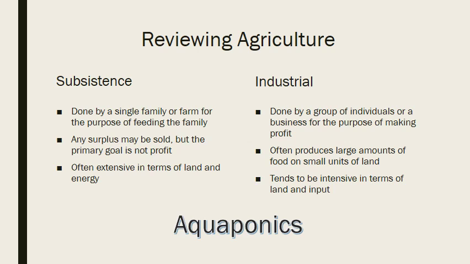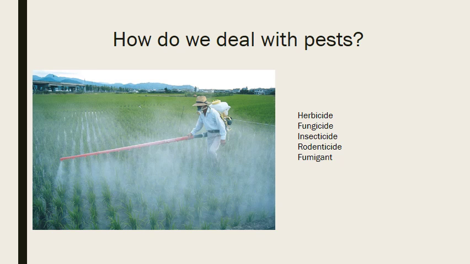And in the aquaponic system, you have a recycled water system that uses natural biogeochemical cycles to replenish nutrients as the water moves through the process. So there's our very quick review of agriculture. We're going to step very quickly into talking about how we deal with pests.